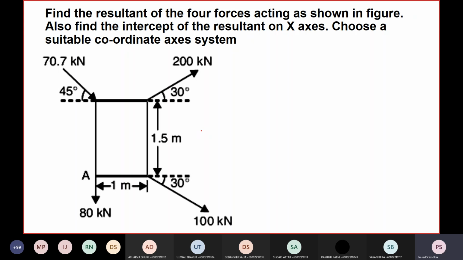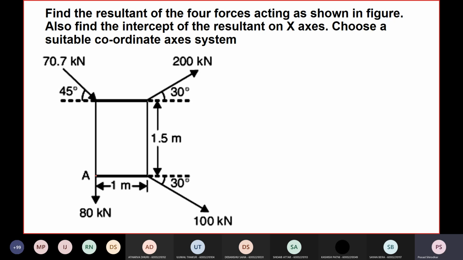Okay, one more example. We are going to do a lot more examples today. Find the resultant of the four forces acting as shown in the figure. Also find the intercept of the resultant on the x-axis. Choose a suitable coordinate system. Now they ask you to choose a suitable coordinate system.